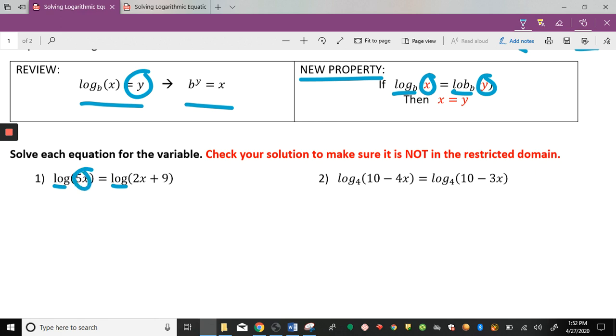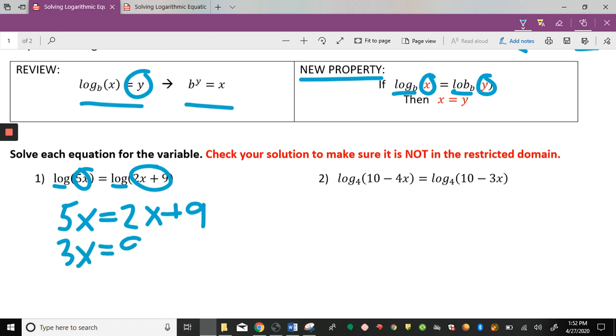So what can I do with these two things? Well, you just set them equal to each other. This is pretty simple, guys. And you solve. So I'd subtract the 2x over, I'd get 3x equals 9, or x equals 3. So this would be my solution as long as when I plug that in, either over on this side or over on this side, I do not get 0 or a negative number. So you can kind of do a little check here.